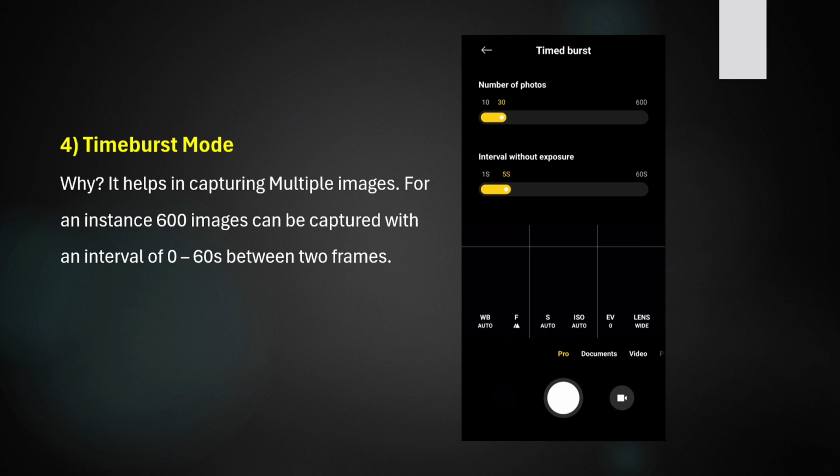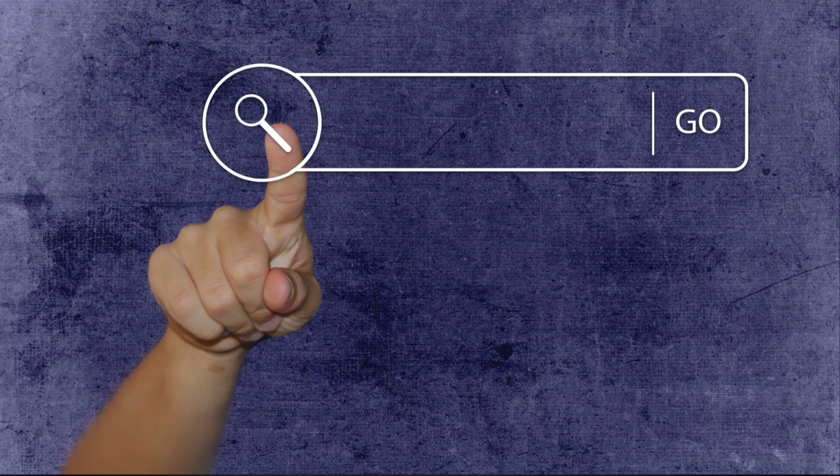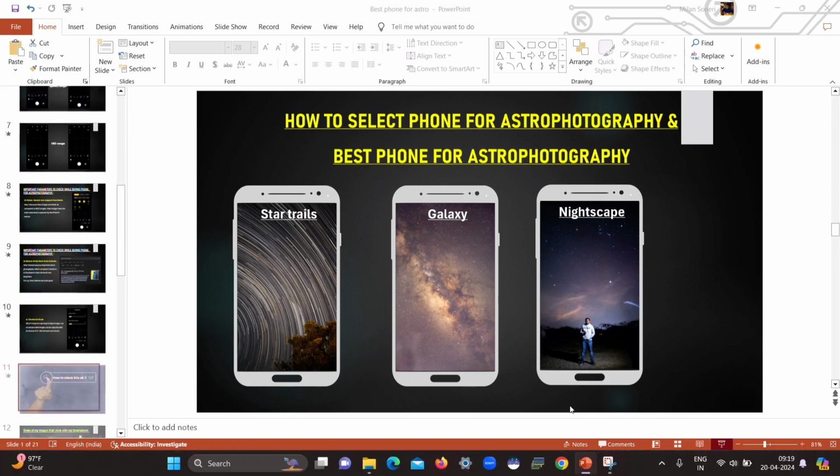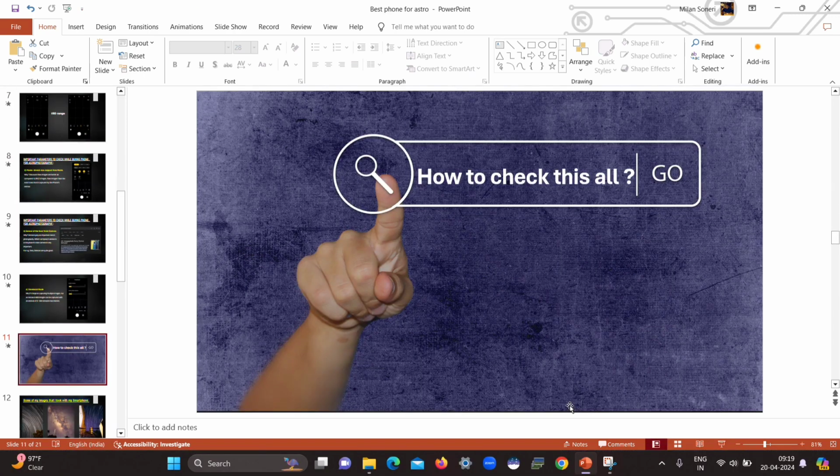Nowadays Poco phones, Realme and I think some Redmi phones are having this time burst mode, so it is good to buy those phones. Now we have seen all the parameters. Now the question arises how to check all this. So here I am giving you a universal method that you can use for checking all those phones, even if you don't have the live version of the phone in your hand.